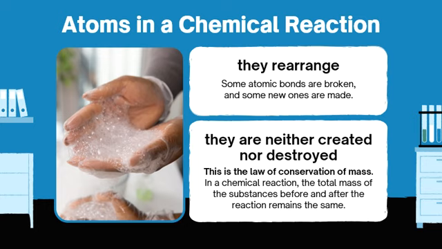Atoms in a chemical reaction rearrange. Some atomic bonds are broken and some new ones are made. They are neither created nor destroyed. This is the law of conservation of mass. In a chemical reaction, the total mass of the substances before and after the reaction remains the same.